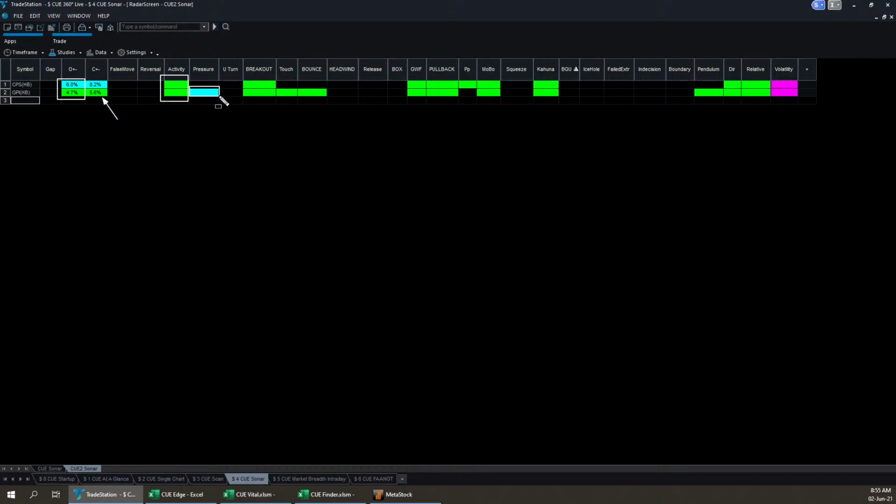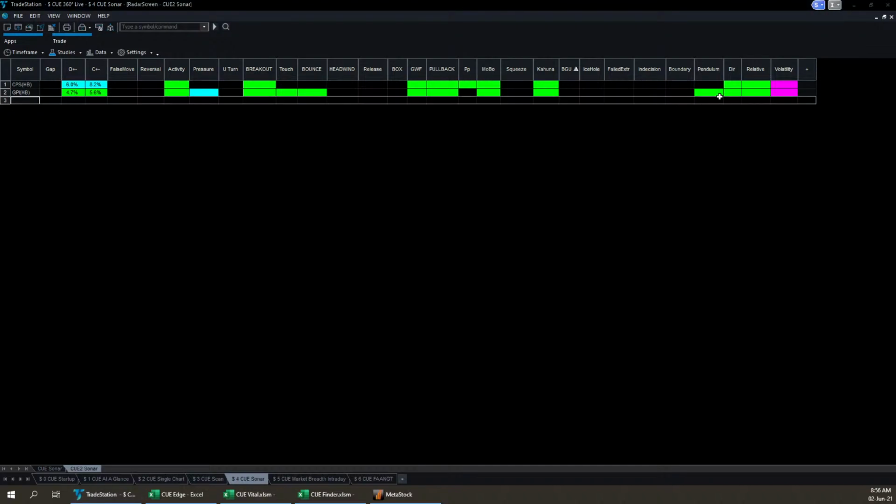High activity, GPI has bullish pressure, both of them have breakout. GPI touch trendline support, bounce from trendline support. Both have go with flow and pullback signals. And we have pocket pivot, mobile breakout, kahuna. One is at pendulum high, uptrend direction is showing in uptrend, confirm uptrend, relative strength strong.